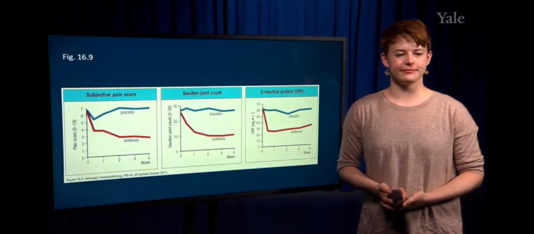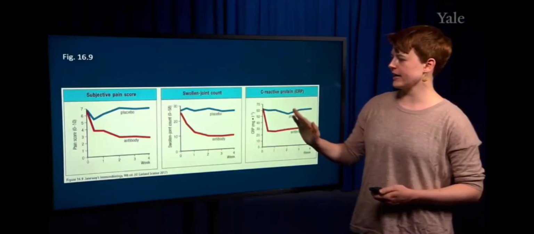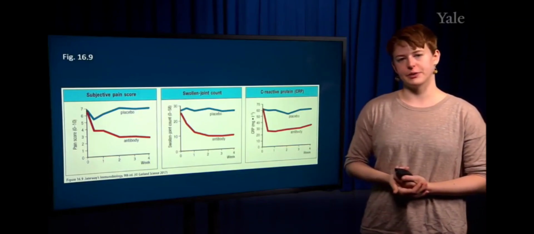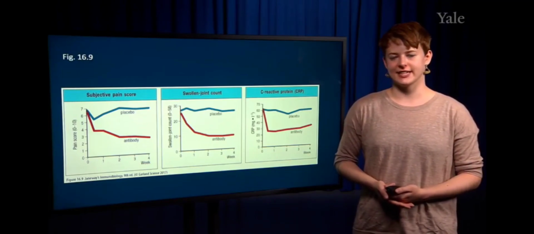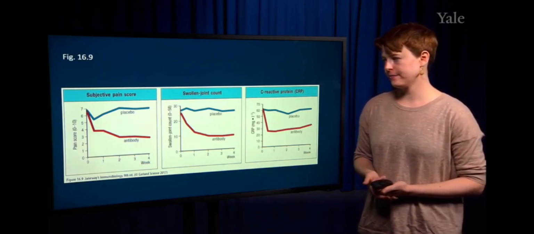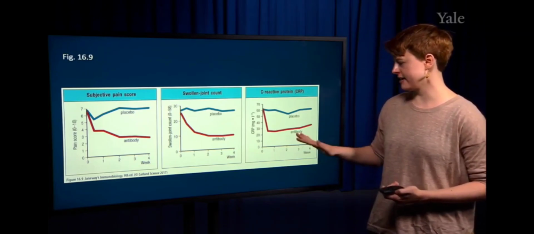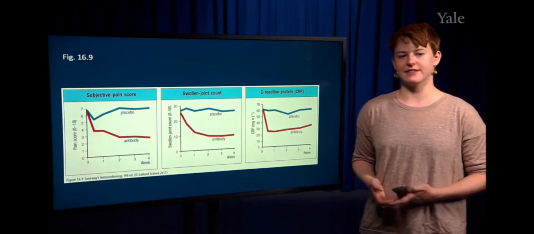This is some clinical trial data in patients with rheumatoid arthritis. Here you can see several different measures: the pain score, number of swollen joints, and amount of C-reactive protein. We can see the comparison of patients who received a monoclonal antibody treatment and those that received a placebo. And as you can see, it's pretty dramatic how much better the patients do who have received a monoclonal antibody.